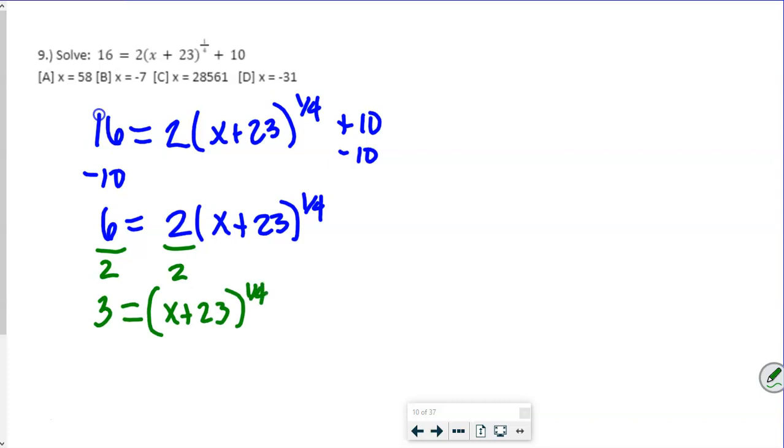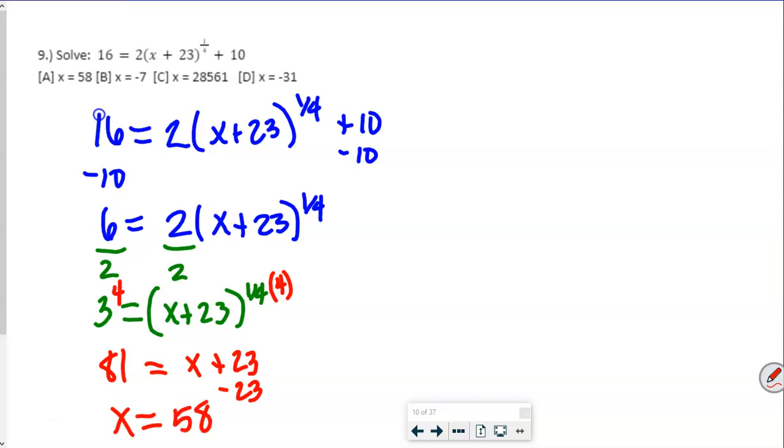Now how do I get rid of the 1/4 power? I must raise to its reciprocal, right? So we're going to do this to the 4th and the 3 to the 4th. 3 to the 4th is 81, and that's equal to x plus 23. Then we're going to subtract 23 from both sides, and that's going to give us 58.